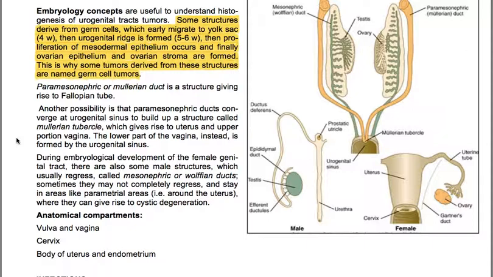The paramesonephric or Mullerian duct is a structure giving rise to the fallopian tube. Another possibility is that paramesonephric ducts converge at the urogenital sinus to build up a structure called the Mullerian tubercle, which gives rise to the uterus and the upper portion of the vagina. The lower part of the vagina instead is formed by the urogenital sinus.